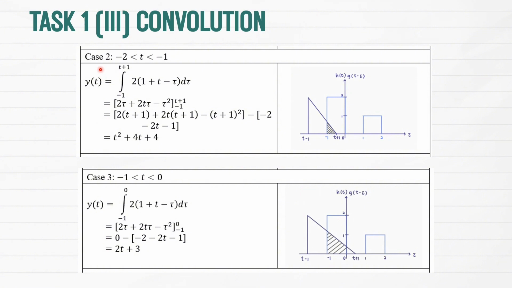A second case is illustrated where t is between -2 and -1. Here, the two signals partially overlap, resulting in the product having non-zero values between tau equals -1 and tau equals t plus 1. Since this is the only non-zero region, it is the only section where the integral needs to be evaluated, and the output signal is given by the expression as shown.